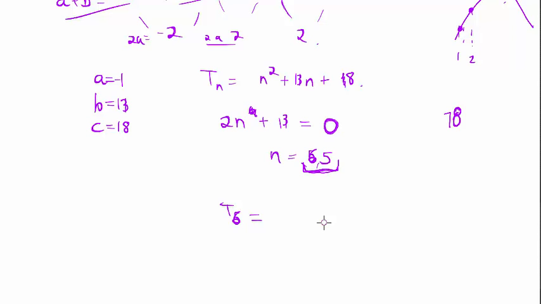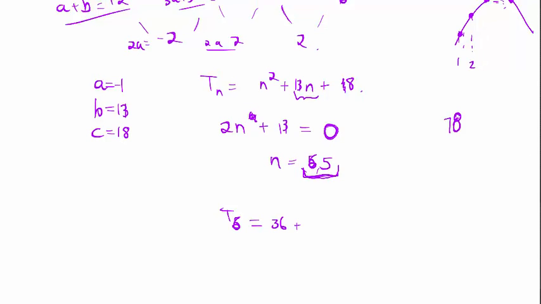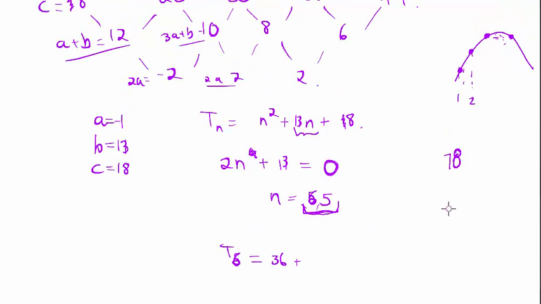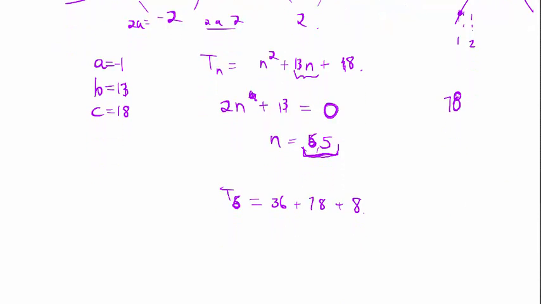So if I put a 6 in here, I get 36 plus 6 times 13 is 78, plus 8. It's still ridiculously high. It's not possible. 122. It's not possible.